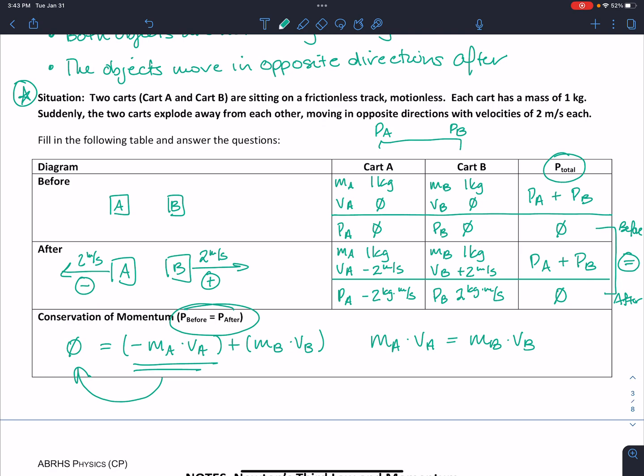I'm going to pause here, and I'm going to set up a third screencast where we'll look at elastic and inelastic collisions, because those two types of collisions are pretty similar. But for this one, this is our key takeaway for recoil.